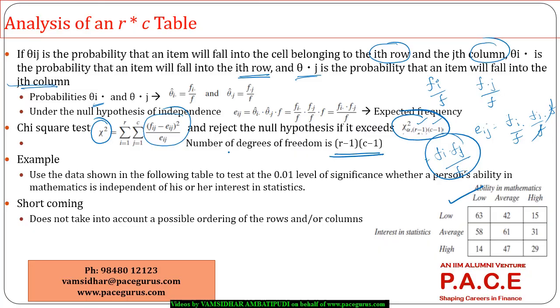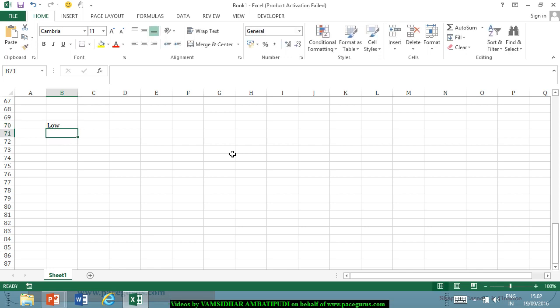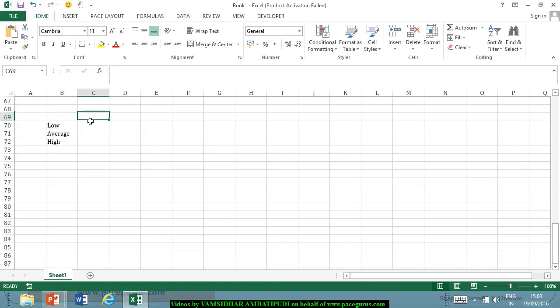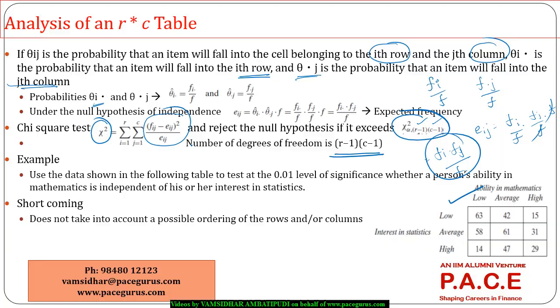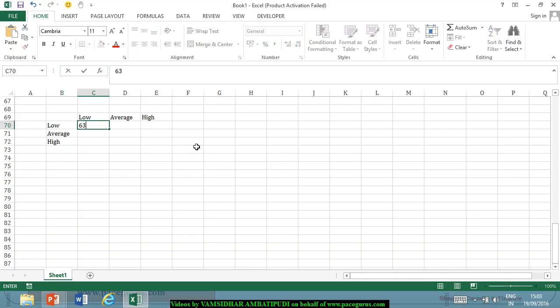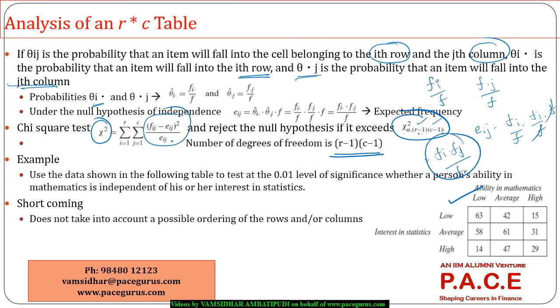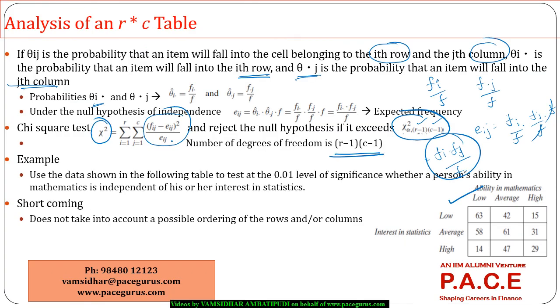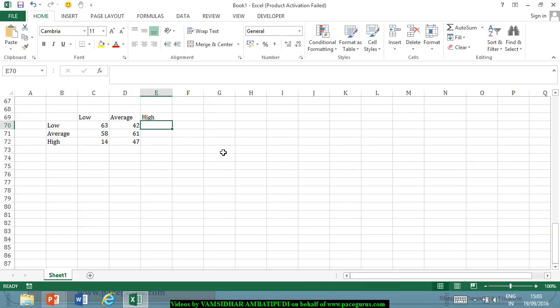Interest in statistics: low, average and high. These are the interest levels in statistics. Then we are talking of ability in mathematics, which is also low, average, high. We have some numbers here: 63, 58, 14. Here we have 42, 61, 47 and 15, 31, 29. These are the observed frequencies.